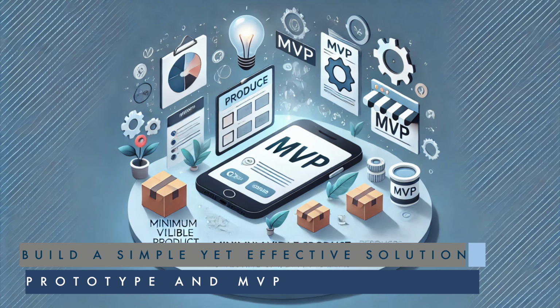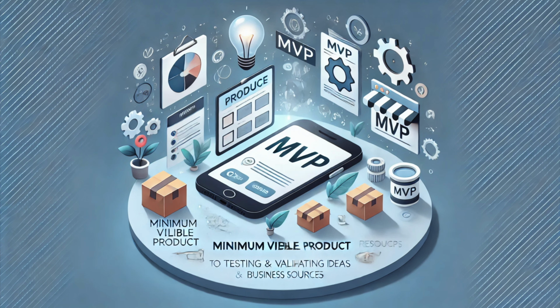The minimum viable product is a basic version of your product with just enough features to solve the core problem for your customers. It allows you to test your idea with minimal investment and gather real-world feedback. Why is a minimum viable product important? It helps you avoid spending too much on a product that might not meet market needs. It allows for quick validation and iteration.